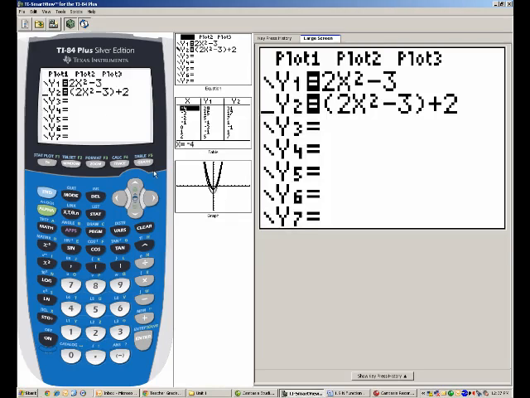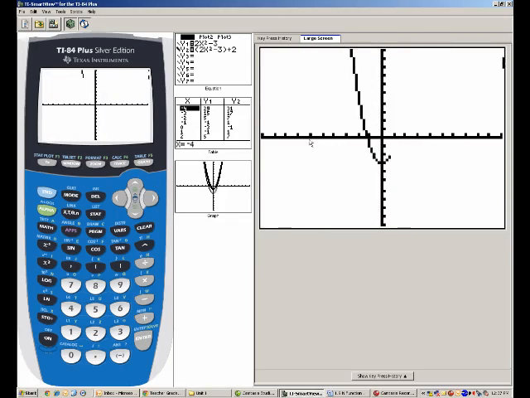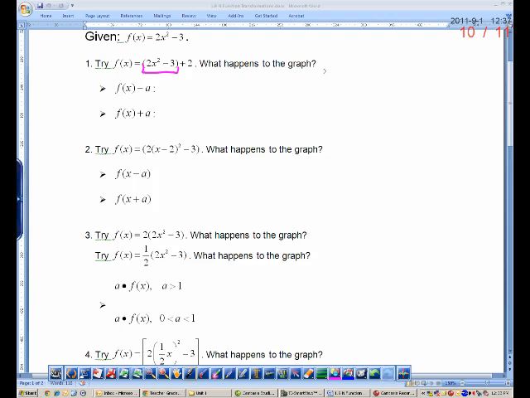Okay, so let's graph it. Here's our original function, and here's our new function. What has happened? It moved up. How much do you think it moved up? 2. Where could you check that? In the table. Okay? So, we took our whole function, our whole f of x, and we added 2.